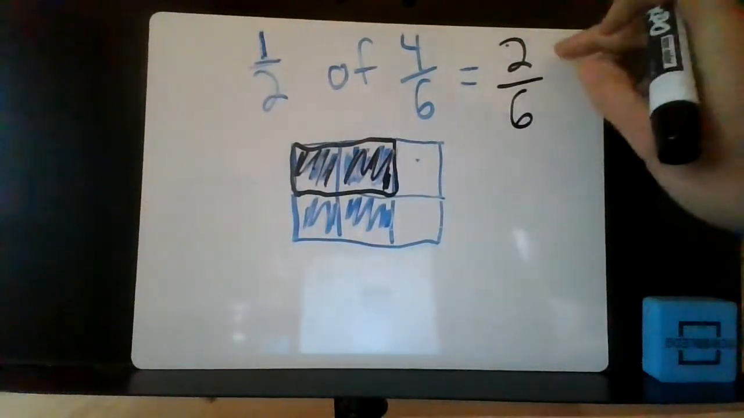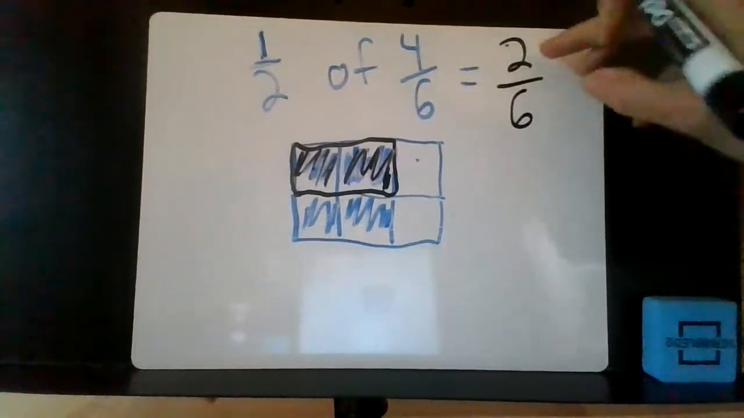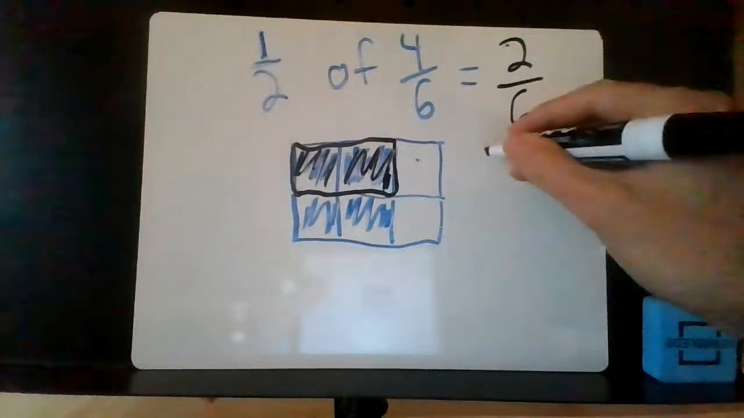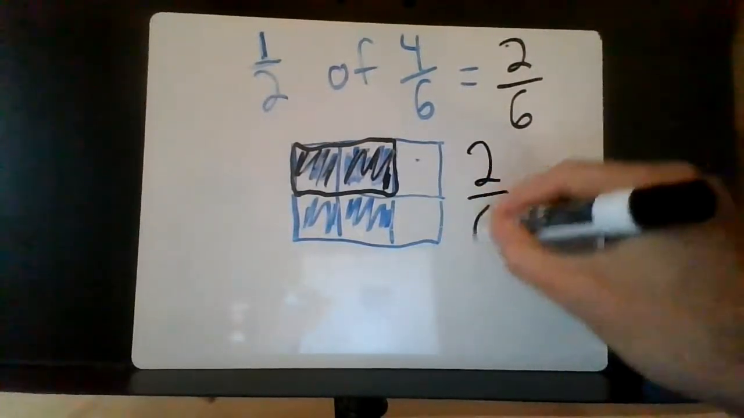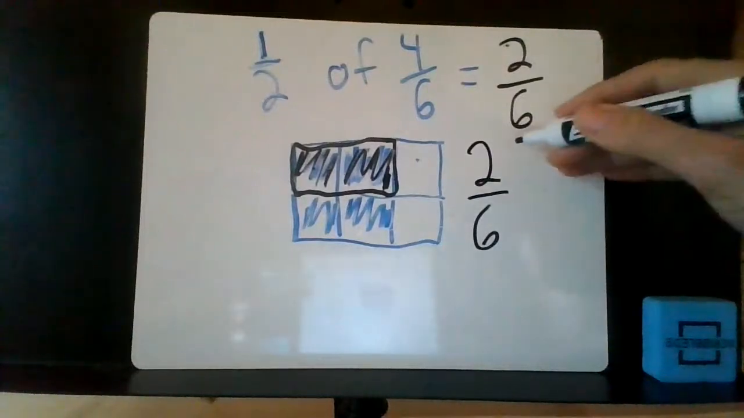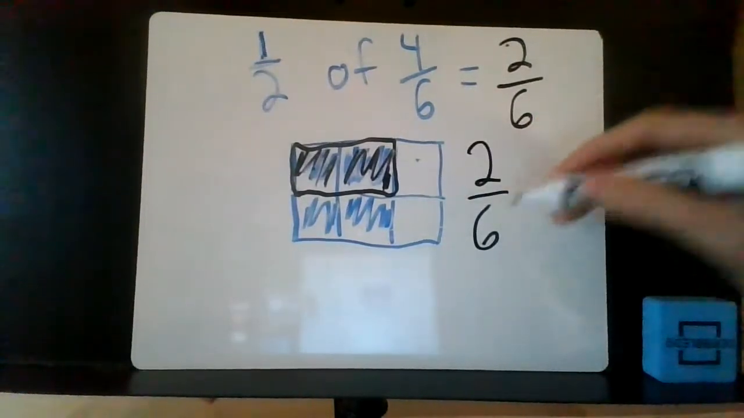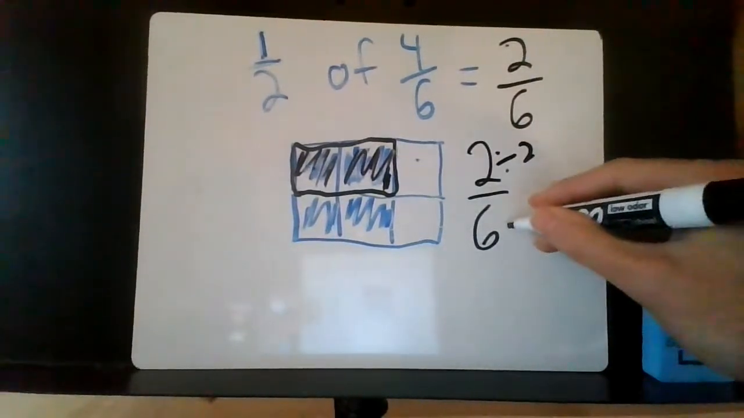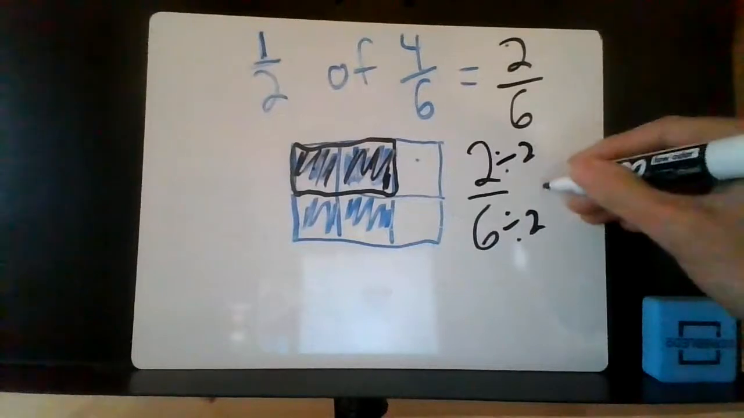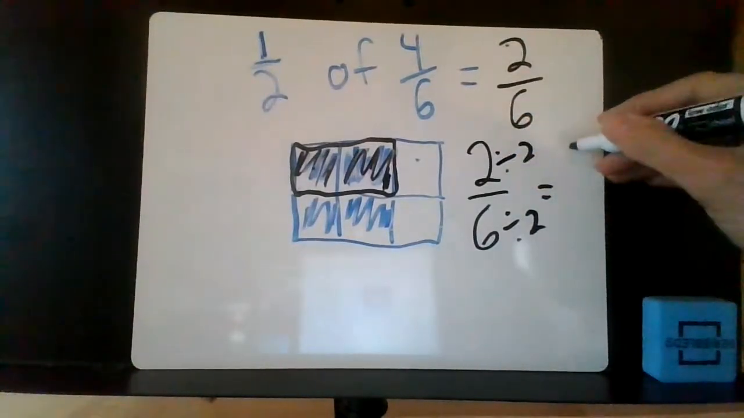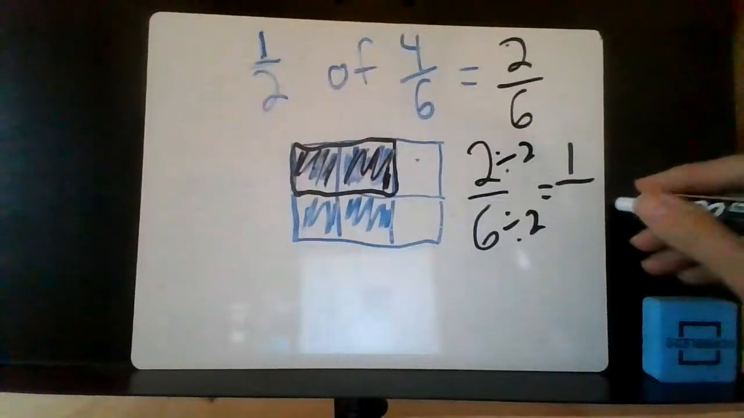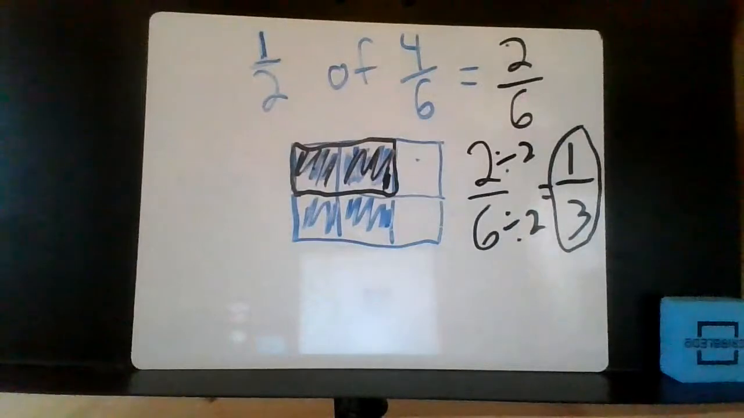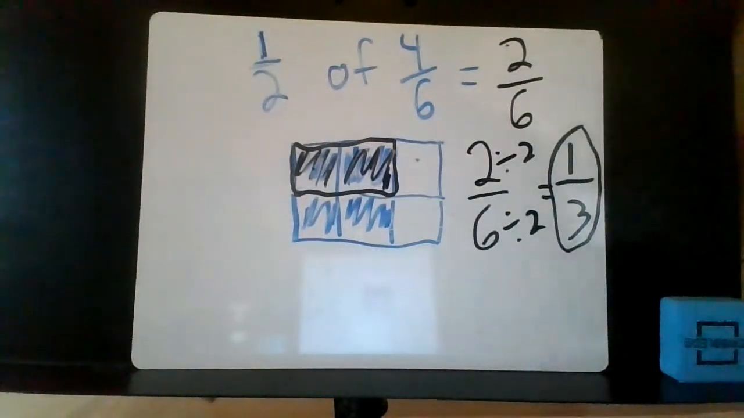And you always want to get in the habit, if your answer is a fraction, of making sure it's written in simplest form. We've done a little bit of that this year. So 2/6, and the way you simplify is you look at a common factor in the numerator and the denominator, and the common factor here is 2. So I'm going to divide both the numerator and the denominator by 2, and I end up with 2 divided by 2, which is 1, and 6 divided by 2 is 3. So 1/2 of 4/6 in simplest form is 1/3.